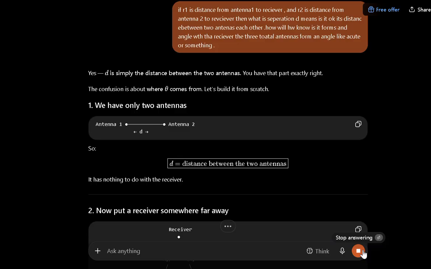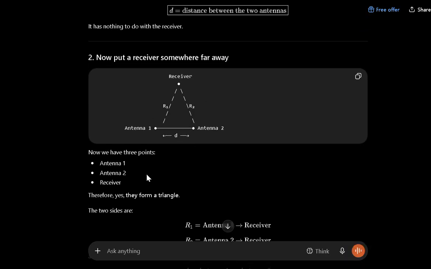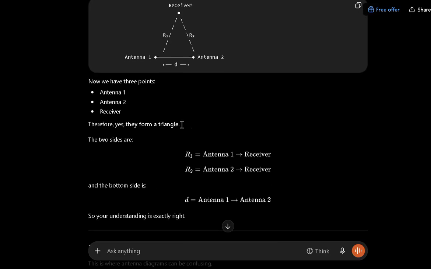You have the d part exactly right. The confusion is about where theta comes from. Let's build it from scratch. Antenna 1 and antenna 2 are separated by d, the distance between the two antennas. It has nothing to do with the receiver. Now put the receiver somewhere. Then R1 and R2 are the distances to the receiver. Now we have three points, A1, A2, and the receiver, which form a triangle.